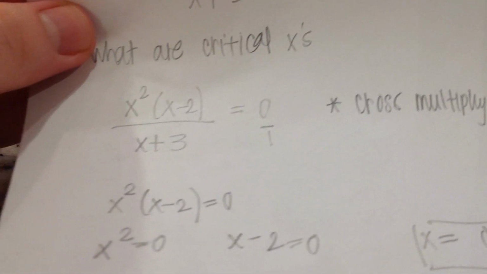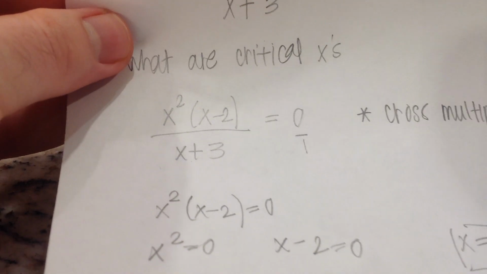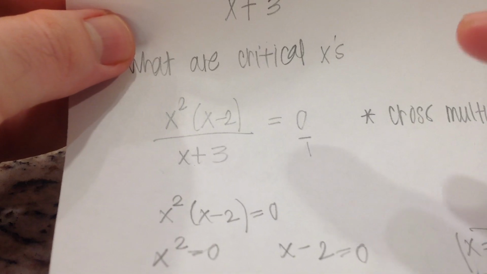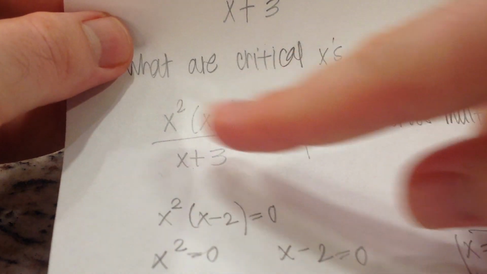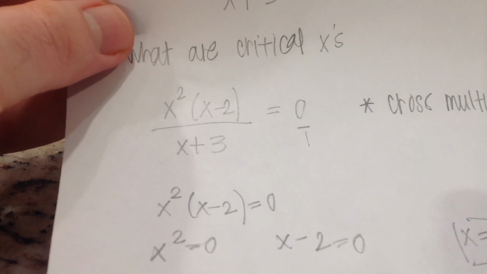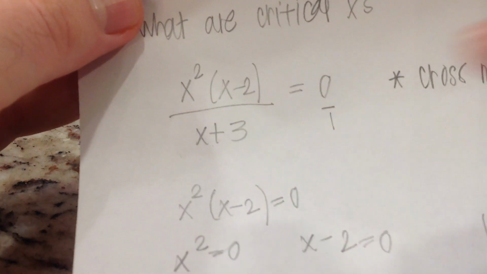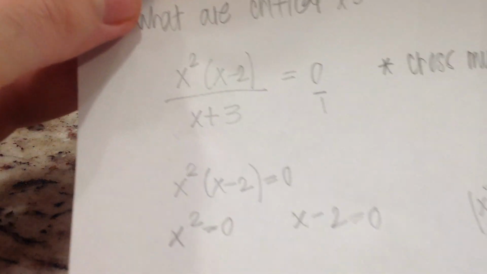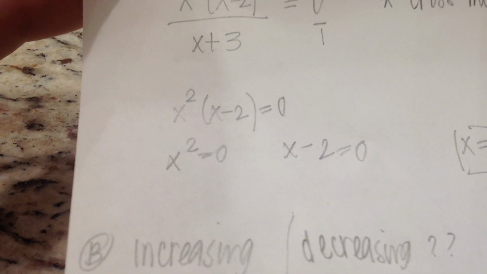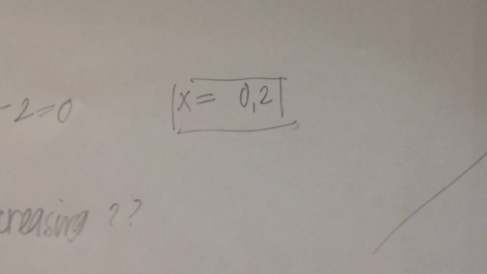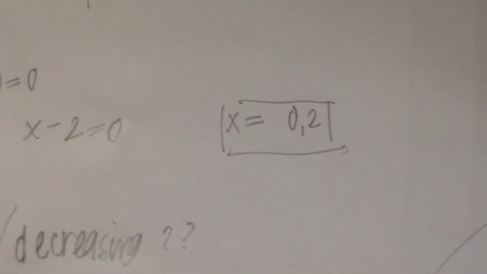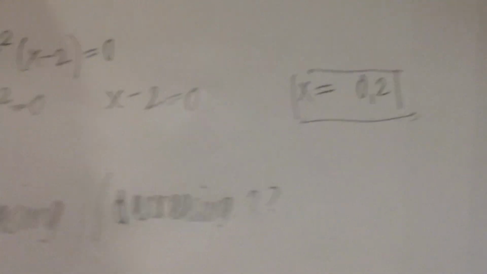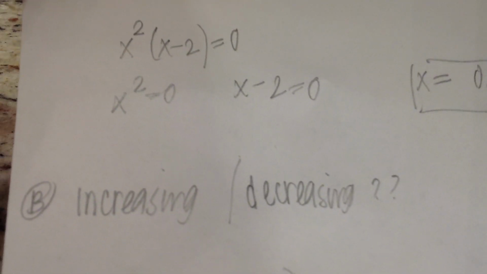cross multiply. So that 1 times the x squared times x minus 2 is just x squared times x minus 2. And then you have 0 times x plus 3, and you just get 0. So from there you can set x squared and x minus 2 equal to 0, and you get critical x's of 0 and 2. Now that we have our critical x's, we can figure out some increasing and decreasing.